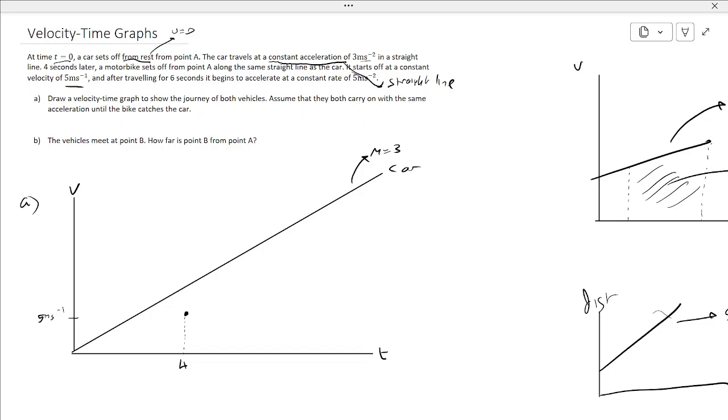I always say for velocity time graphs to try and avoid SUVAT. You can use it, but I think it can lead to mistakes in more complicated questions, and you don't need it. It can all just come from straight lines. So in this example, if you think about the equation of this straight line, I know the car is just going to be y equals 3x, because it's a line of gradient 3 which goes through the origin.